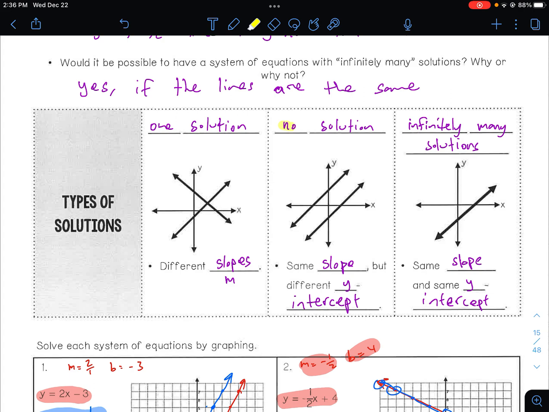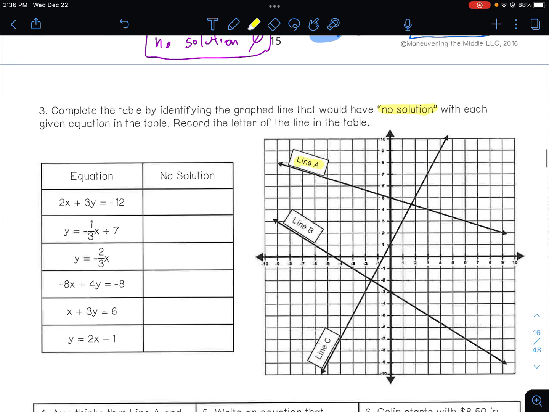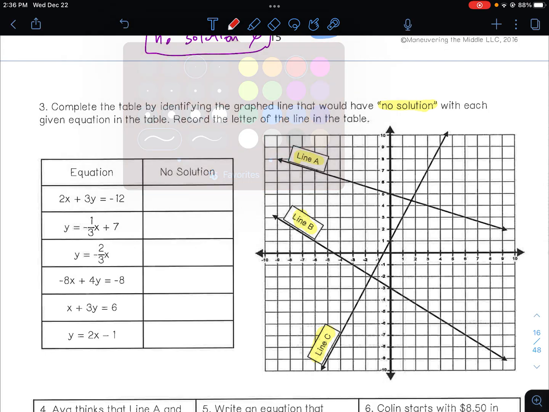No solution means that same slope, different y-intercept. So we want to find which equation has the same slope but different y-intercept of line A and B and C. Well, we need to start by finding the equation of each of these lines. So let's go ahead and find the equation of this line, line A.